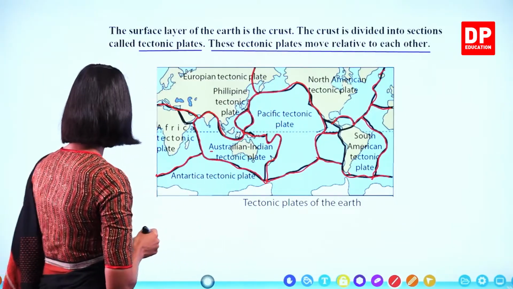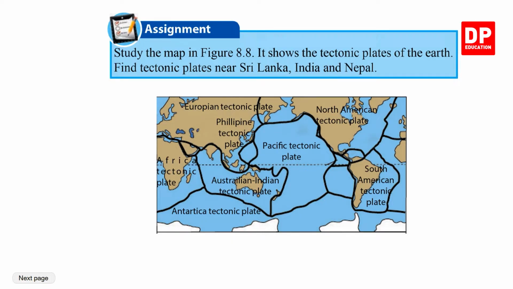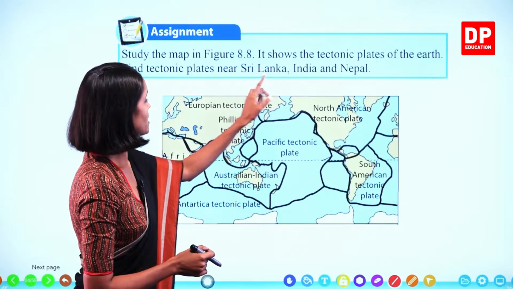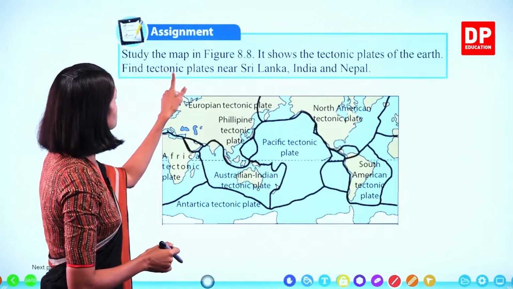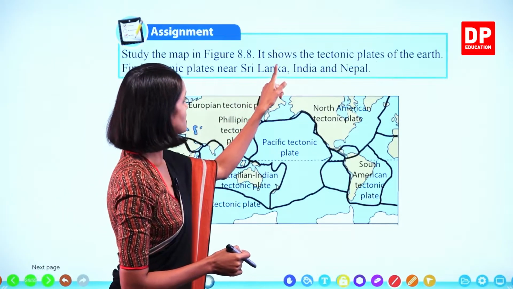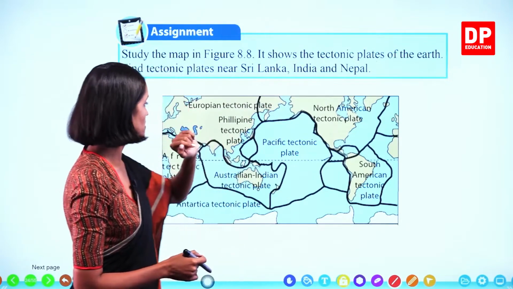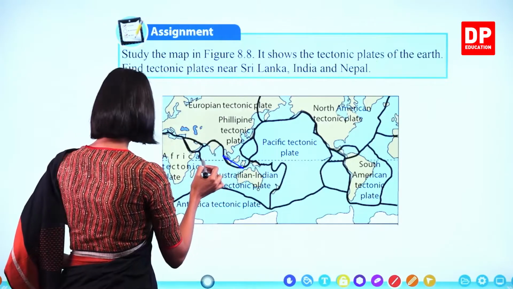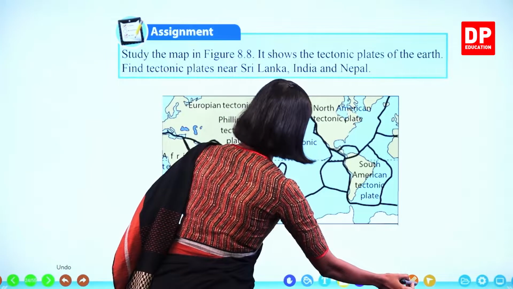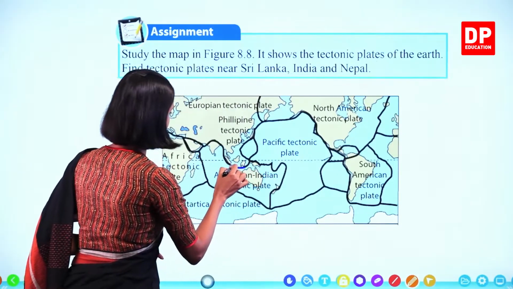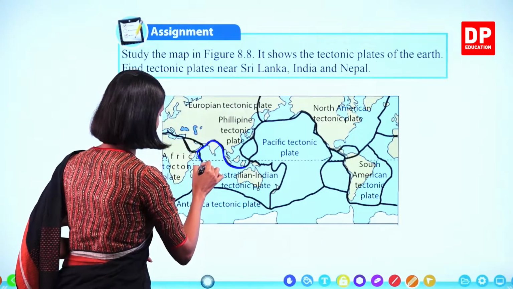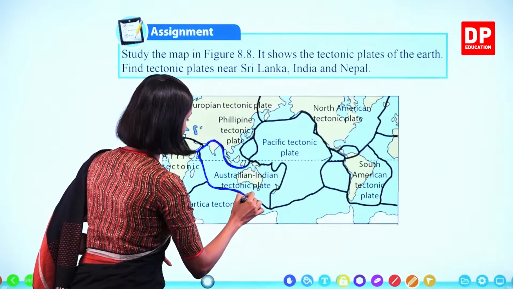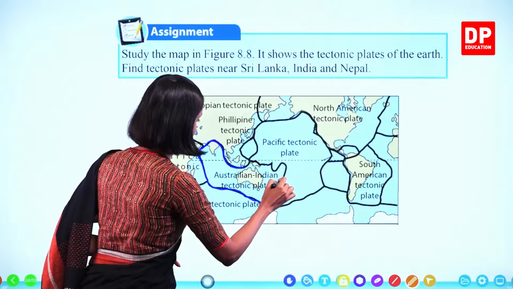Let's see. We have an assignment to do first. Study the map in this figure. It shows the tectonic plates of the earth. Find the tectonic plates near Sri Lanka, India and Nepal. Now look at this tectonic plate. Even earlier I showed you all these tectonic plates. Look at this tectonic plate named the Australian Indian Tectonic Plate.